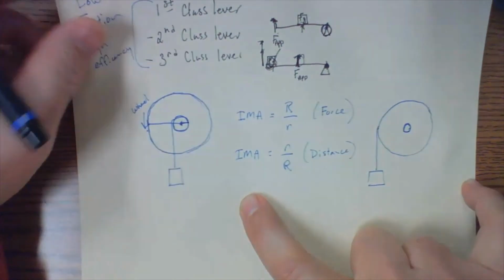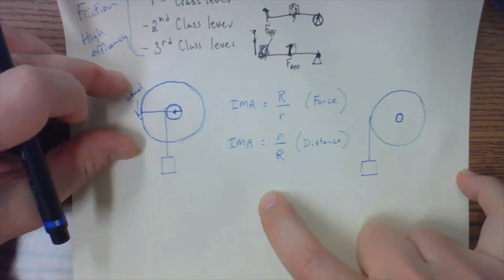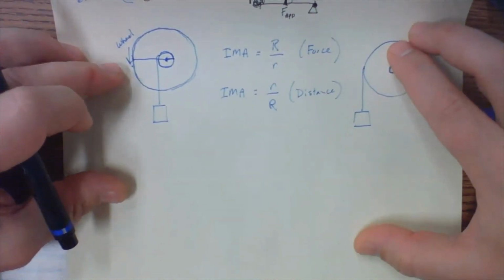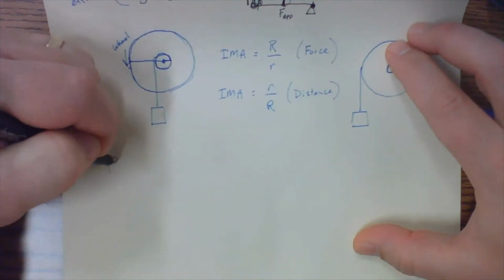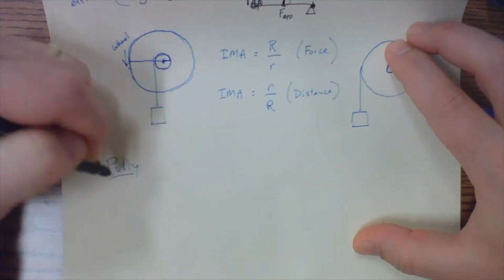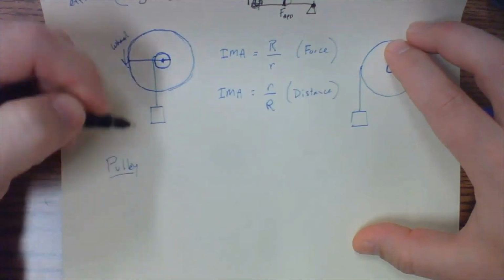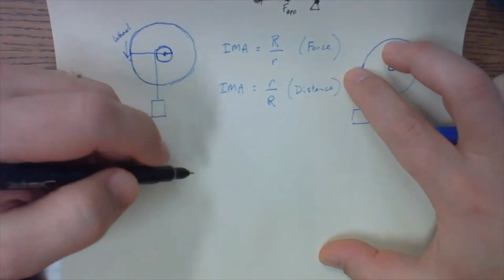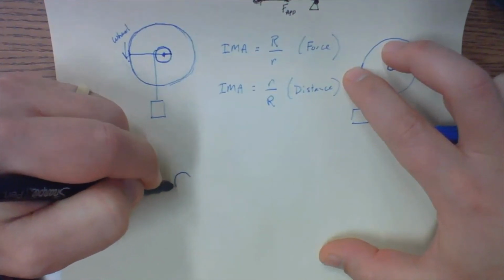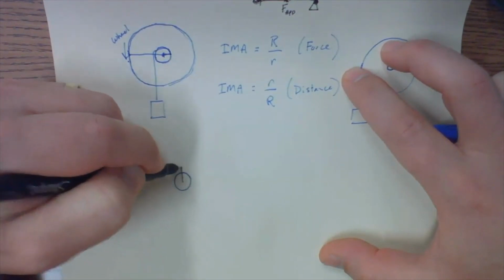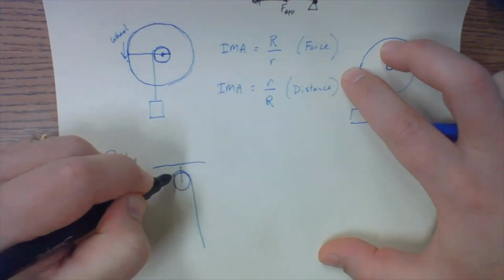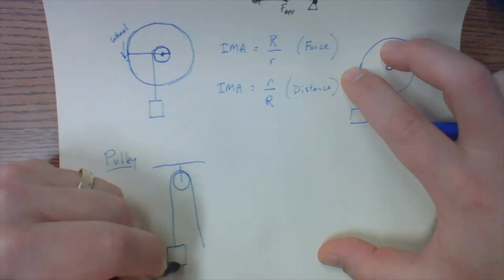Okay? And so that's kind of the way we set up our wheel and axle. Now the other one that's kind of similar to this would be a pulley. Our pulleys are actually different. If we think of it this way, I'm going to take a single pulley, attach it to the ceiling, and loop a rope around to my box that I'm going to lift.